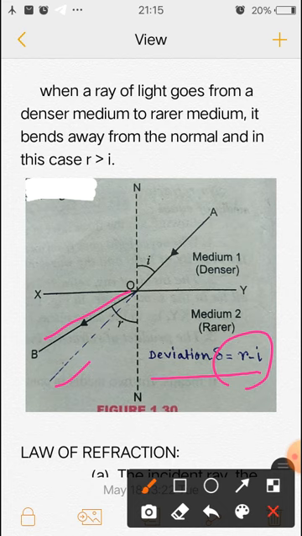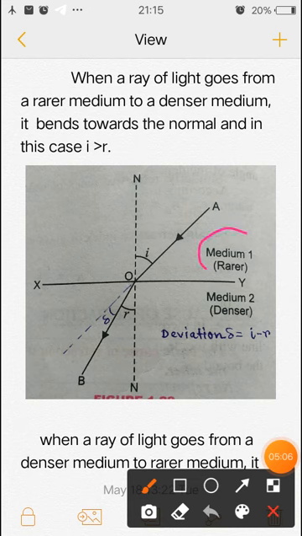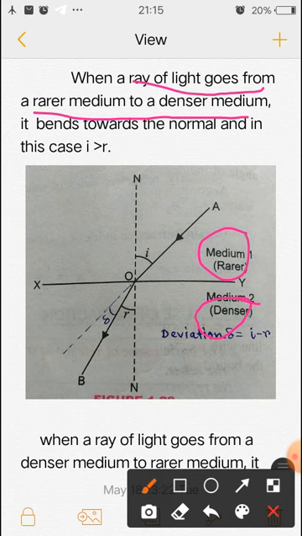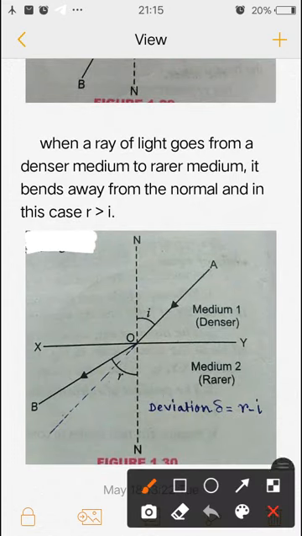In the previous figure the upper medium is rarer and the lower medium is denser. In this figure the upper medium is denser and the lower medium is rarer. So when light goes from a rarer medium to a denser medium, this happens, and when light goes from a denser medium to a rarer medium, that phenomenon happens.